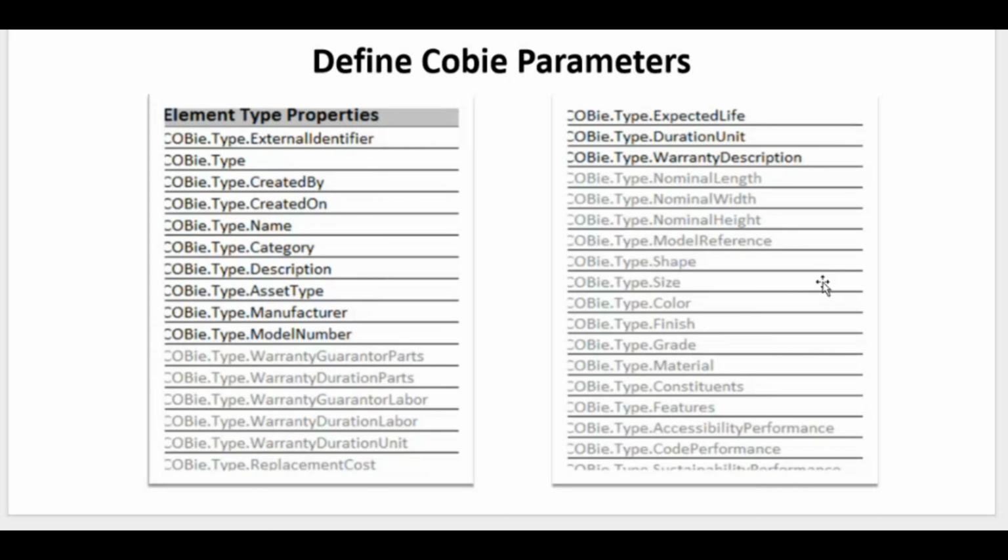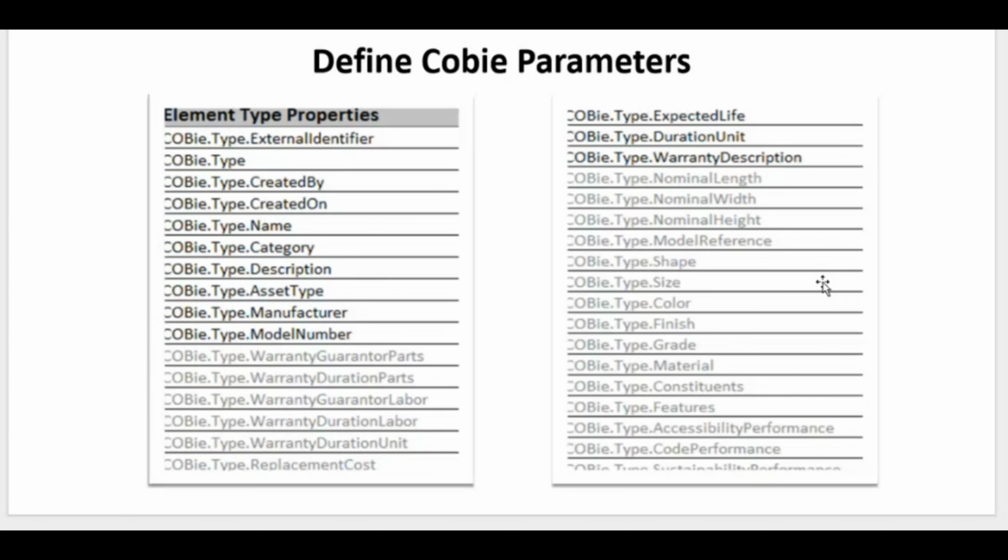For example, COBie.type. COBie.type created by: if it is created by City Vignesh, it will show created by City Vignesh. If it is created by some other people from the on-site team, like Harindam or Aniket, then the respective person's name will be listed there.